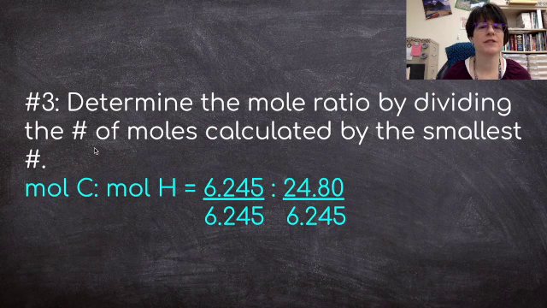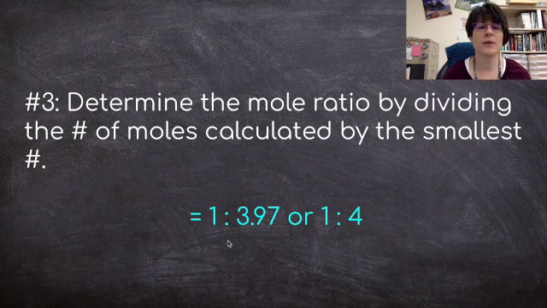We have to pay attention to those 4 significant figures. Step 3 is to determine the mole ratio by dividing the number of moles calculated by the smallest number. So we had the numbers, we have the mole ratio, moles of carbon to moles of hydrogen. So we divide the carbon, 6.245 by 6.245, and the hydrogen, the 24.80 by 6.245 as well. That smaller number was the carbon, so we divide everything by that smaller number.